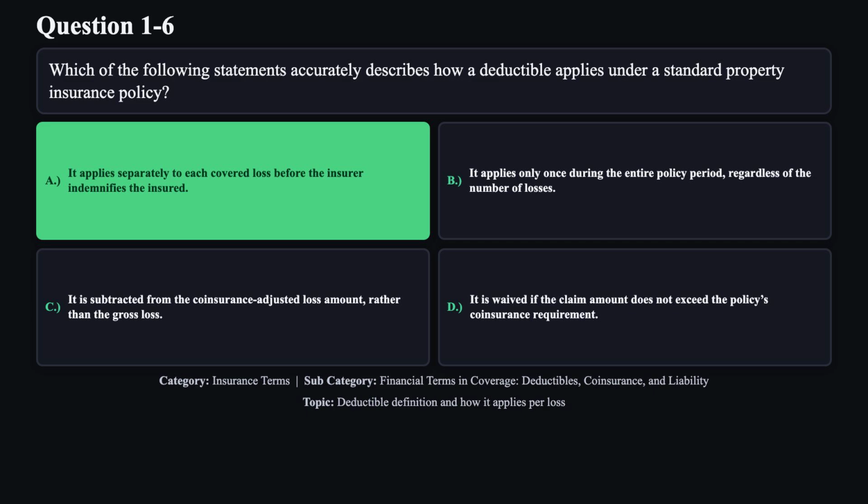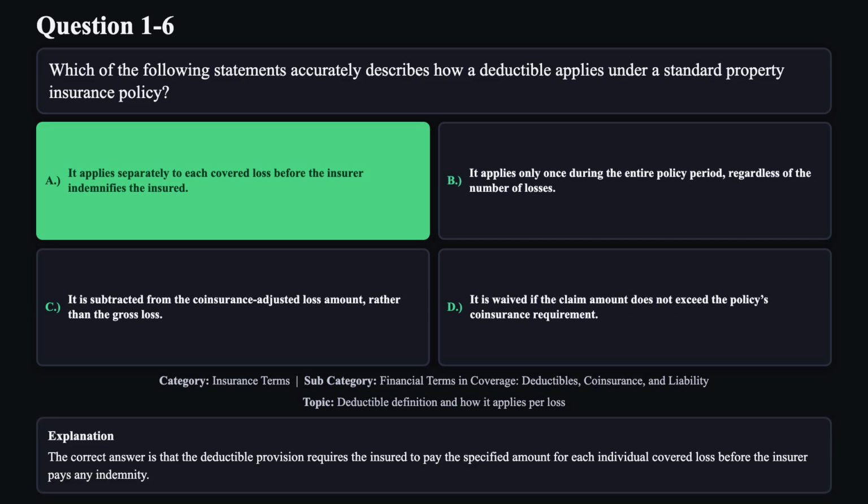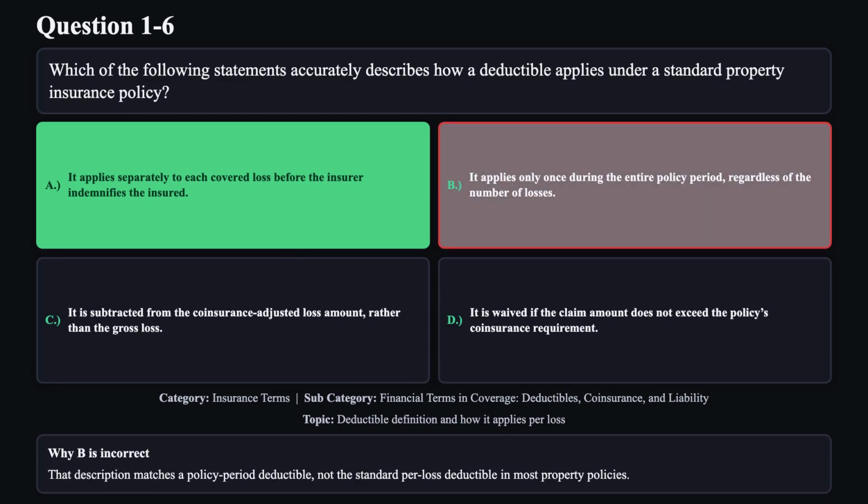The correct answer is A. The correct answer is that the deductible provision requires the insured to pay the specified amount for each individual covered loss before the insurer pays any indemnity. Reason B is not correct. That description matches a policy period deductible, not the standard per loss deductible in most property policies.